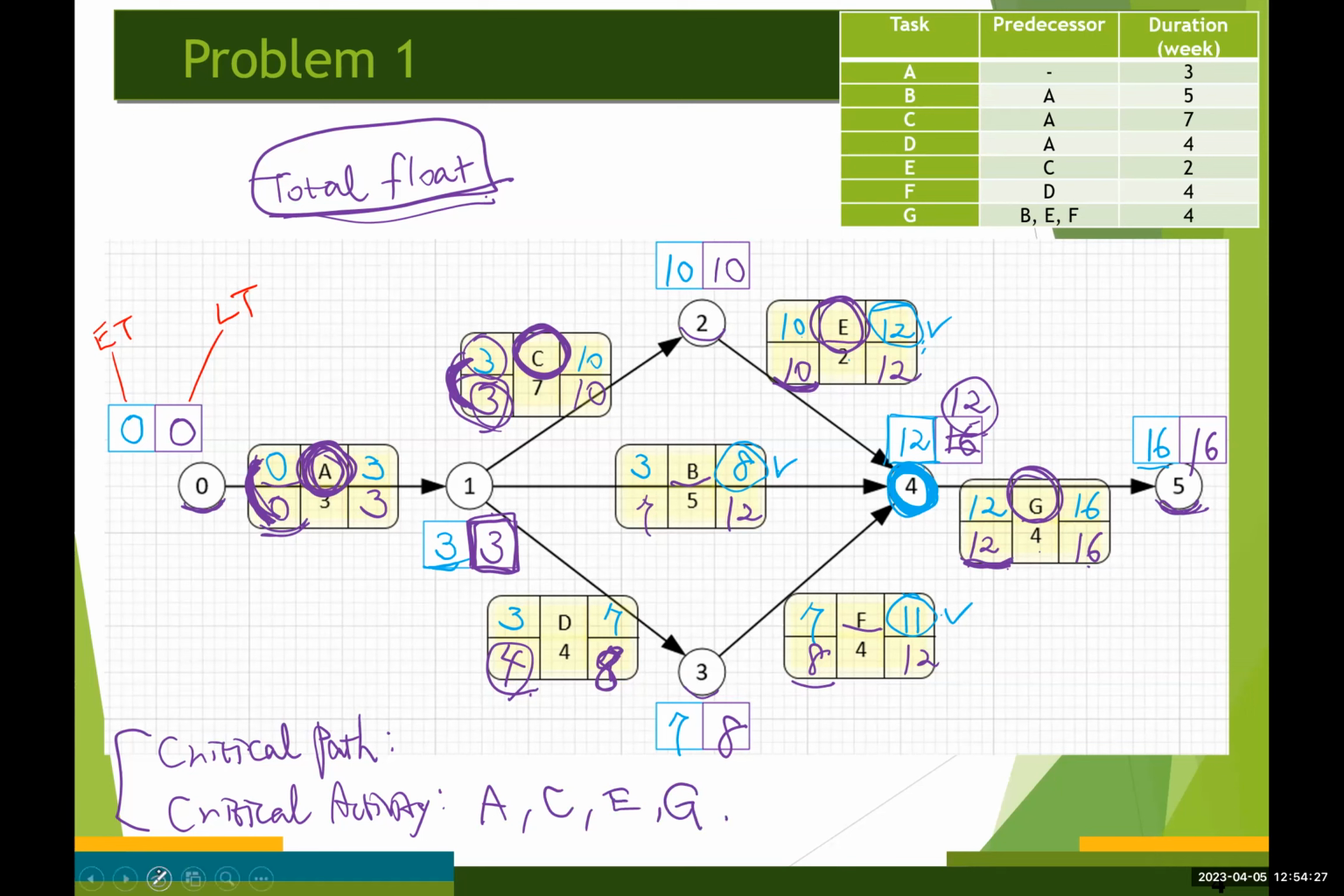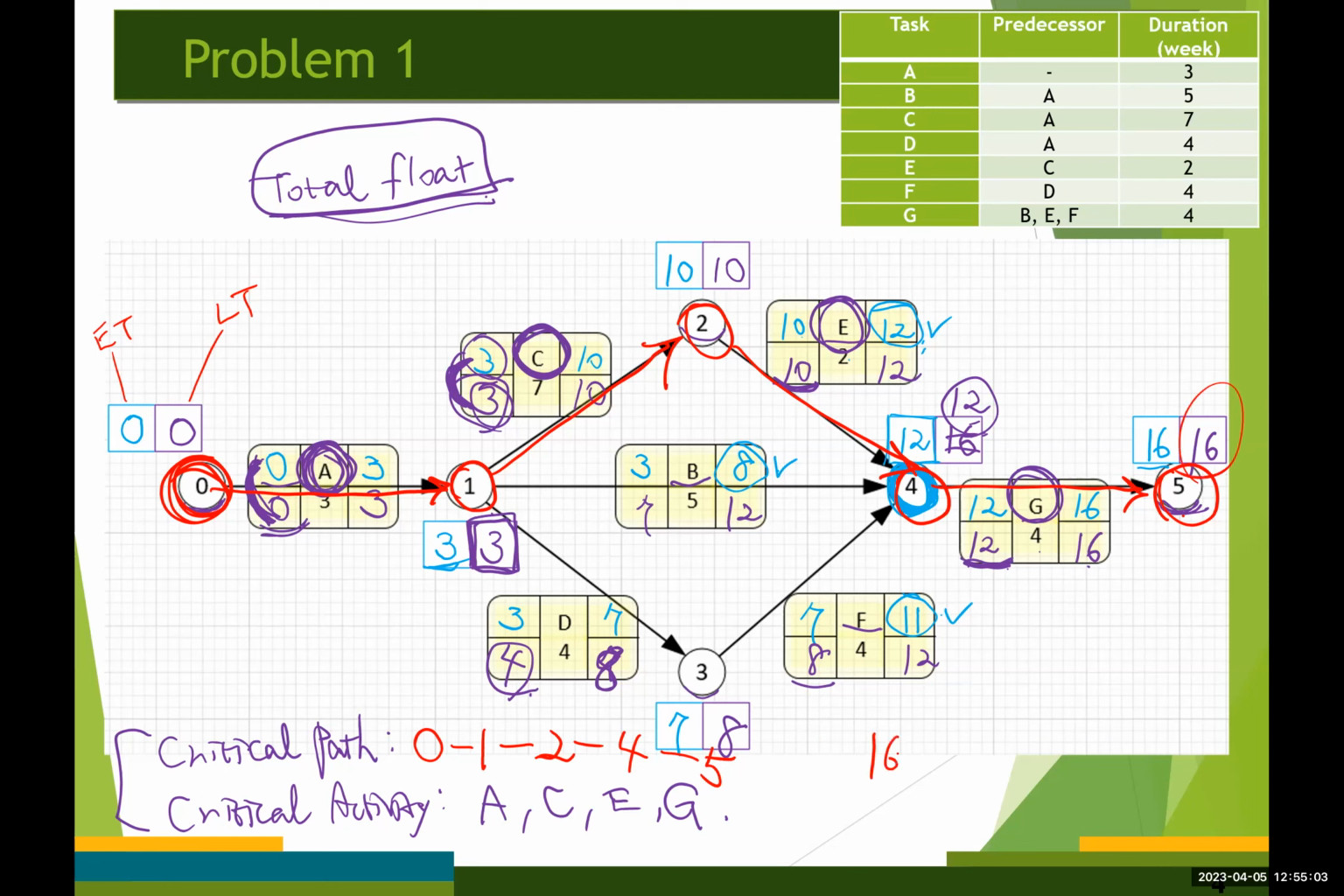Of course, the critical path is going to be starting from 0, goes to 1, and then 2, and then 4, and then 5. So 0, 1, 2, 4, and 5. That's our critical path. Of course, we can complete the entire project within 16 weeks, right?